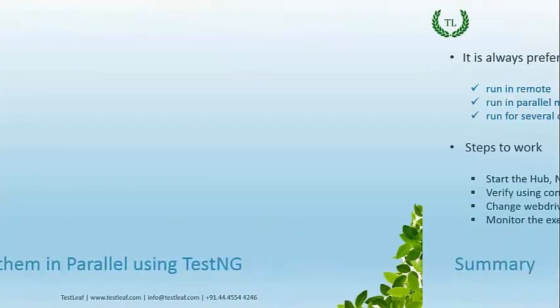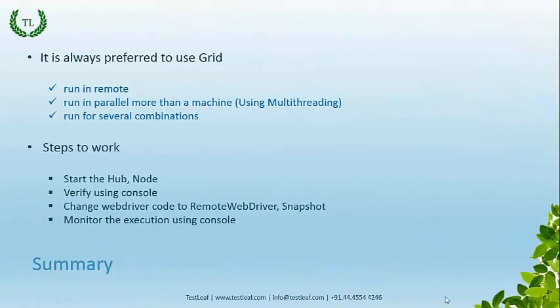The last thing we wanted to quickly go through is the summary, right? We prefer to use Grid. Why? We want to run them remotely. You saw them running in Sauce Labs. We also saw them running in parallel. One ran for Mac, another ran for Linux in detail. Then we also ran several combinations, different browsers, different IE versions. All these are possible when you run it in Sauce Labs.